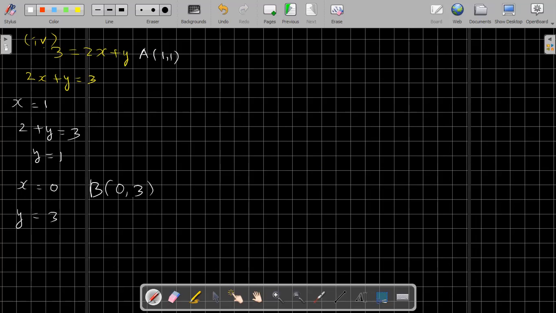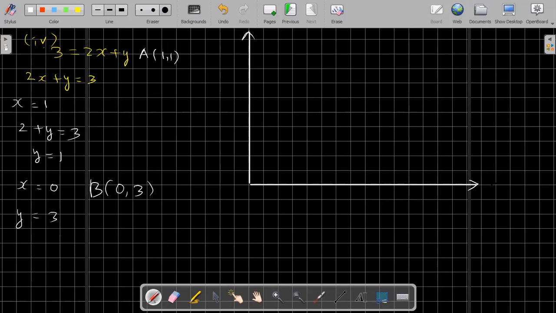So here we didn't get any negative point, so no need to draw the negative part of the graph. You can draw it, no problem. It will not harm anything. You can have that also because this line will extend on this part also.